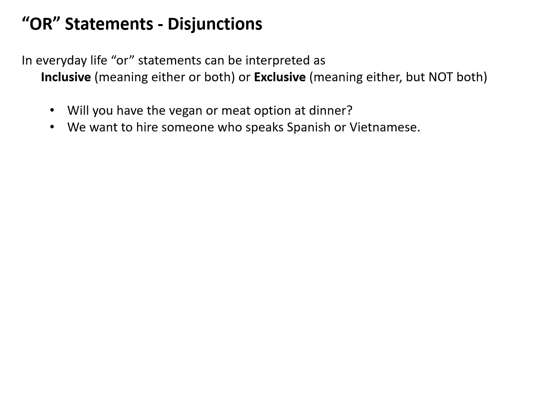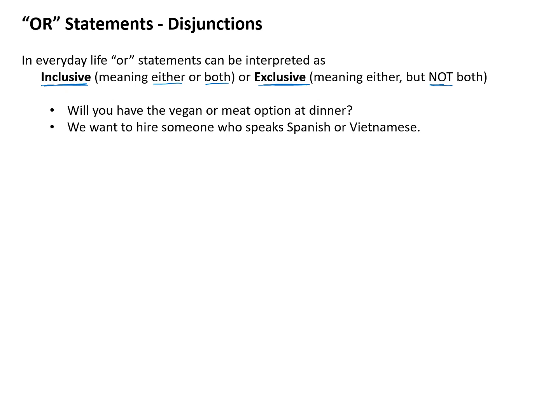Moving on to or statements. An or statement is also called a disjunction. Now, before we get to the rules for true and false with or statements, let's talk about or in everyday life. Or can be interpreted one of two ways in our everyday world. It can be interpreted as inclusive, meaning either or both, or it can be interpreted as exclusive, meaning either but not both. In our everyday life, we look at the situation to determine whether or means inclusive or exclusive.